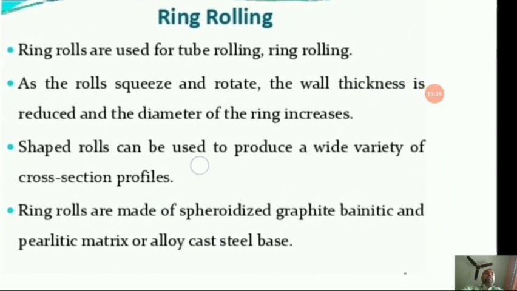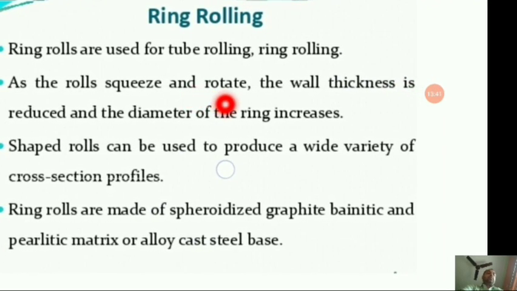Next is your ring rolling. So you can see there are different forms of rolling operation. Ring rolls are used for tube rolling, ring rolling, etc. As the rolls squeeze and rotate, the wall thickness is reduced and the diameter of the ring increases. Shaped rolls can be used to produce a wide variety of cross-section profiles. Ring rolls are made of spheroidized graphite, bainitic and pearlitic matrix, or alloy cast steel base.